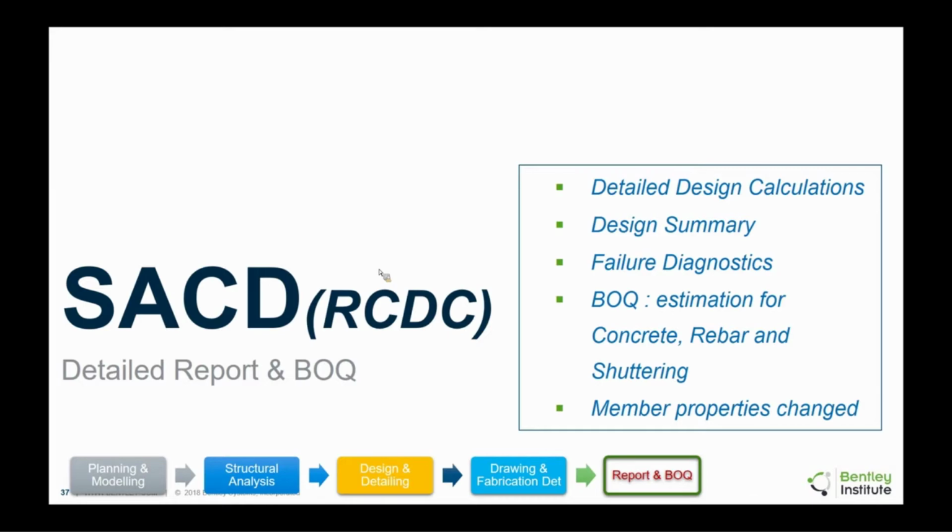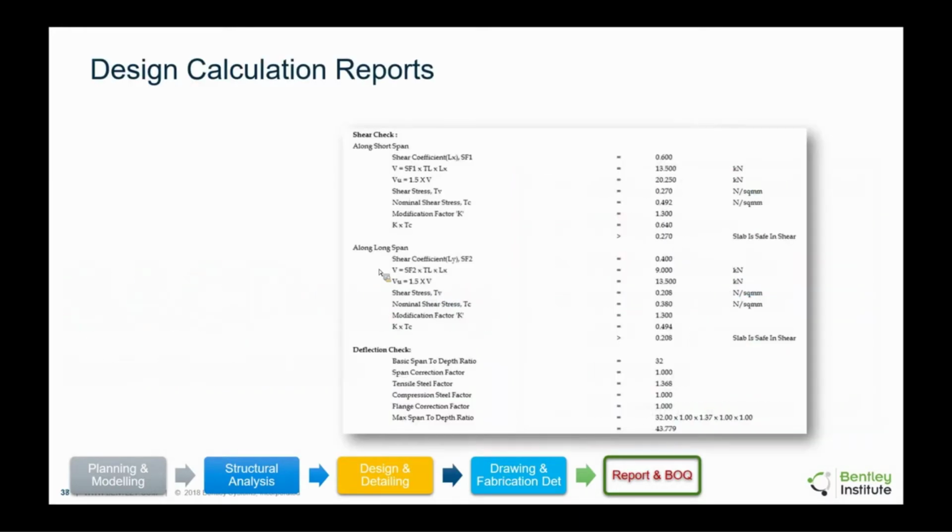A typical design calculation report looks something like this. So this is for, let's say, a slab. So it's in great detail. It starts with the coefficient, the unfactored shear force, the factored shear force, the stress, and so on. As I said, like a textbook, the whole thing laid out step by step.